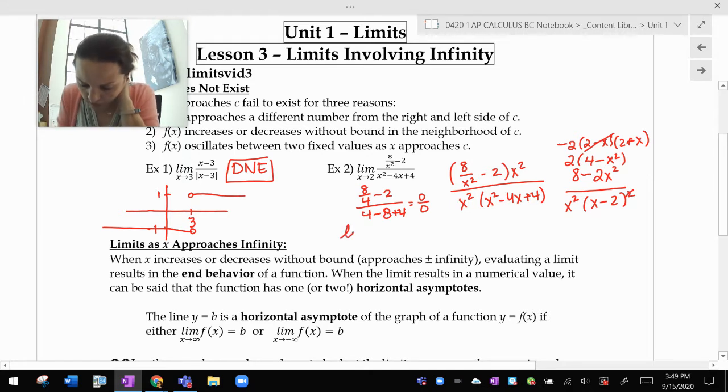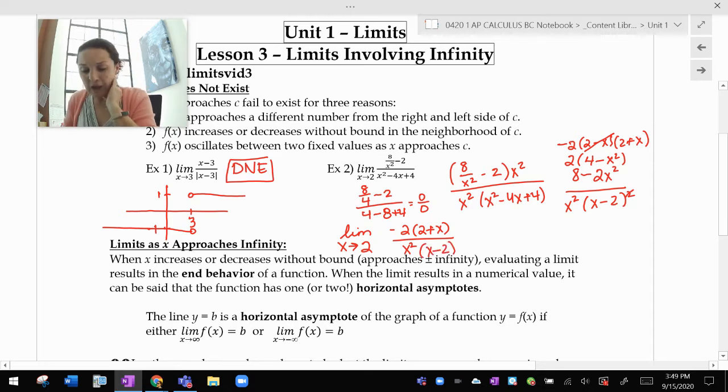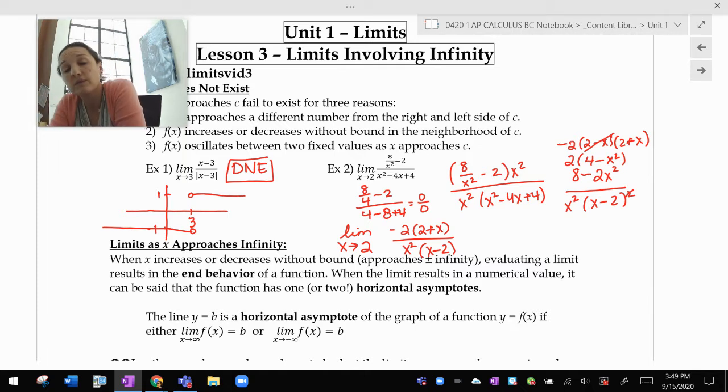Okay, so now if I simplify this, I have the limit as x approaches 2 of negative 2 times 2 plus x over x squared times x minus 2. I still have an x minus 2 on the bottom. So when I go to try to evaluate this, it's still undefined. And since it's still undefined, that means this approaches some kind of infinity. Maybe a positive infinity from one side, maybe a negative infinity from the other.